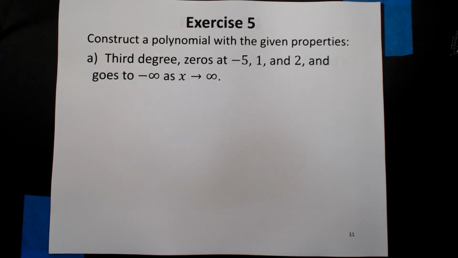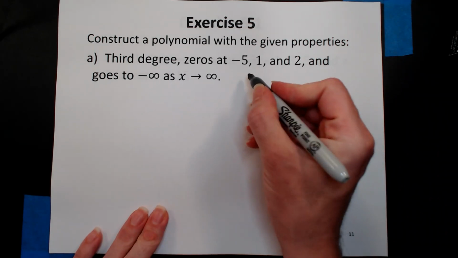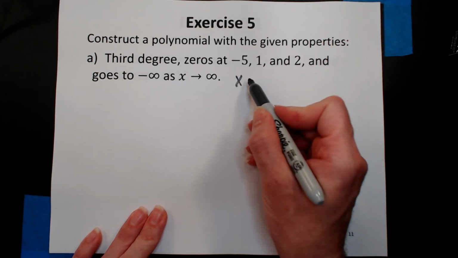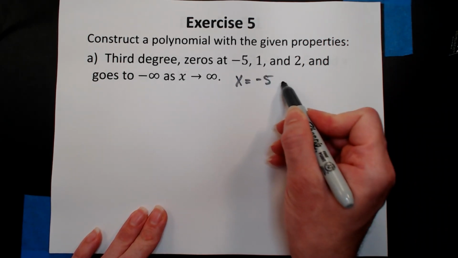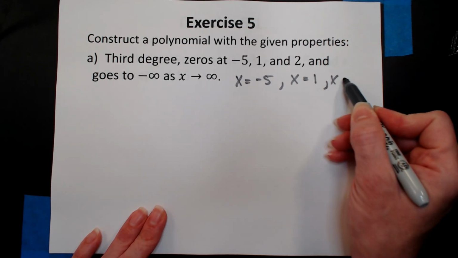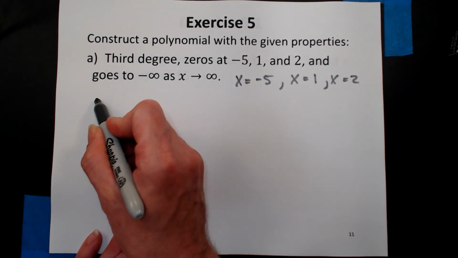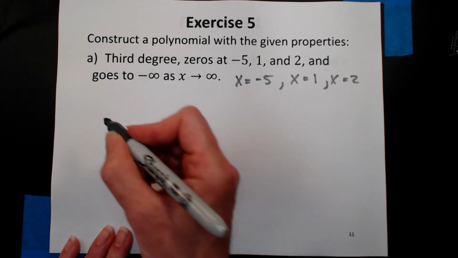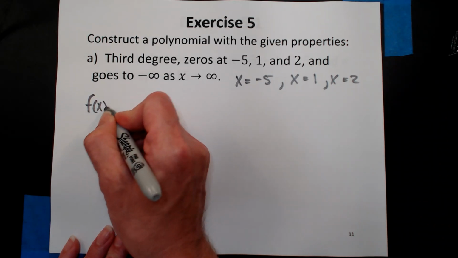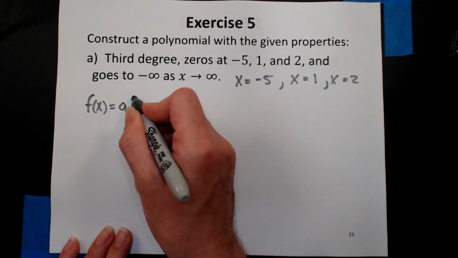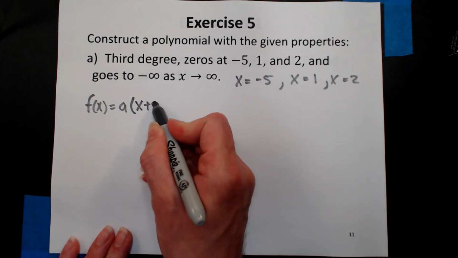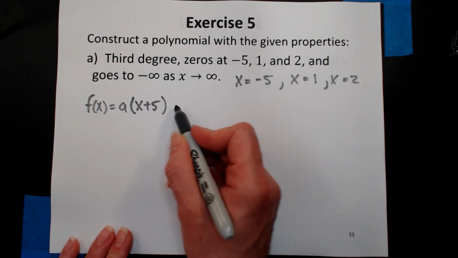So here we have our first example. So I'm going to construct this. If we have zeros at x equals negative 5, x equals 1, and x equals 2, that means we have the corresponding factors. So for my generic polynomial, I'm going to have f of x equals a, our unknown coefficient, and then our first factor, which is going to be x plus 5, because that'll give us negative 5 as one of our zeros.